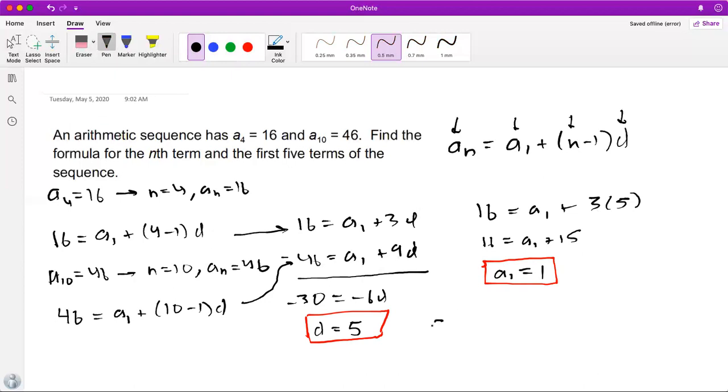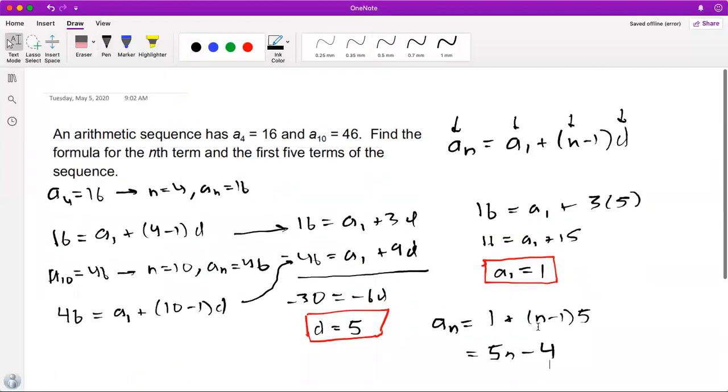I can use that to write the answer to the first part, which is find the formula for the nth term. A n equals A1, which is 1, plus n minus 1 times 5. 5 times n is 5n. 5 times negative 1 is negative 5. I get 1 minus 5 is minus 4. Let's see if that works for the ones I had. So A4 is 16. 5 times 4 is 20, minus 4 is 16. A10 is 46. 5 times 10 is 50, minus 4 is 46. Good, that checks out.